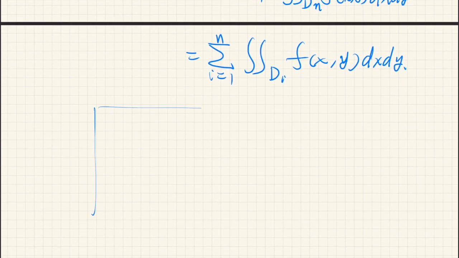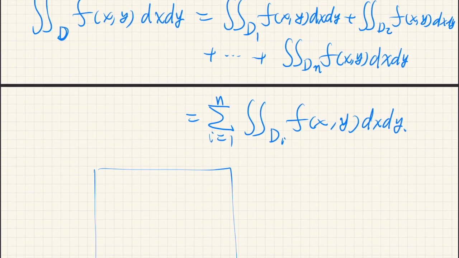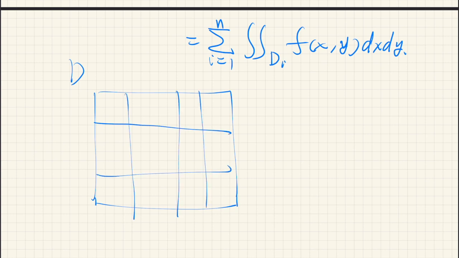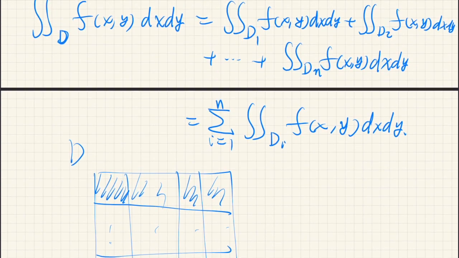Again, this is easy to understand once you realize that the integral is just a sum. The integration over this region D is the sum of the integral over this, over this, over this, over this, and so on. So it's just a sum. So this is additive.